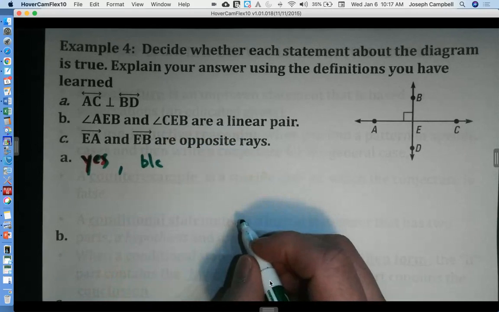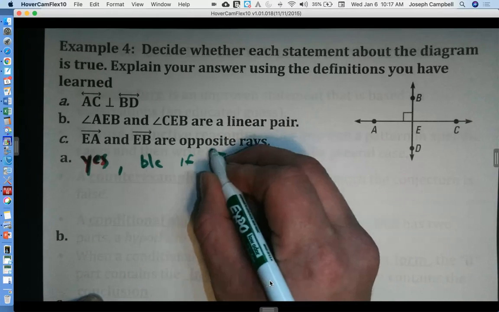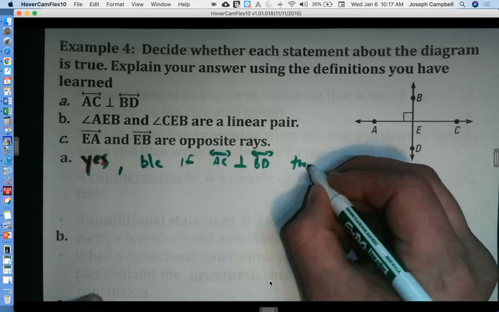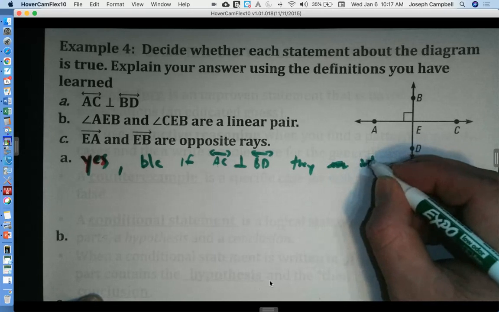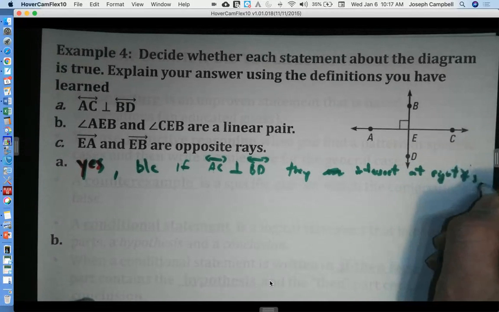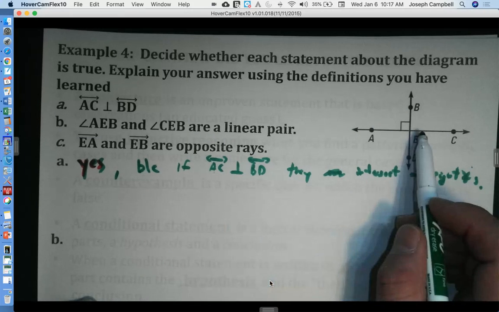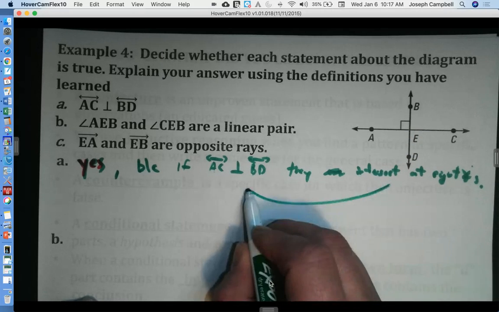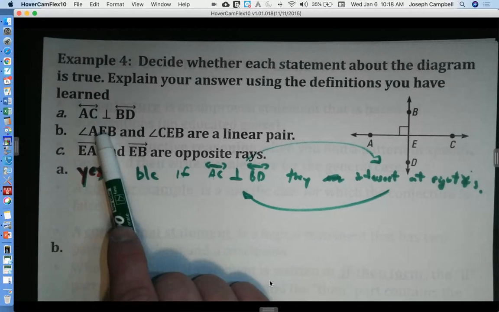Because if AC is perpendicular to BD, then they intersect at right angles, which they do. Or I could have reversed that. If they intersect at right angles, then they're perpendicular, right? I probably should have written that in the converse. Probably should have switched P and Q. But yeah, that's true.